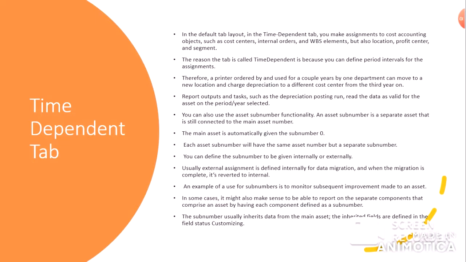In some cases, it might also make sense to be able to report on separate components that comprise an asset by having each component defined as a subnumber. All those things depend on customer requirements and legal requirements, how they need to report the assets which they are using for their company. The subnumber usually inherits data from the main asset. The inherited fields are defined in the field status customizing.